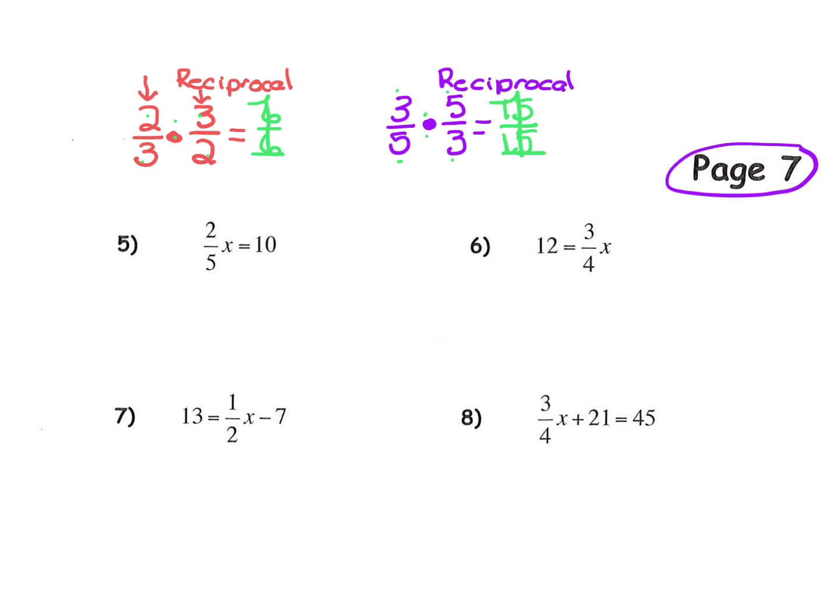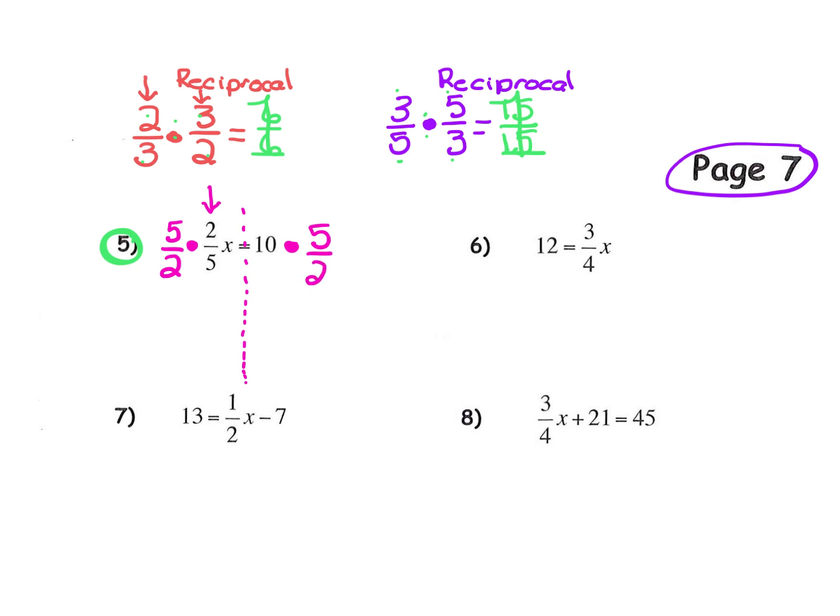Let's start with number 5. It's a one-step solve, so it's pretty easy. We're going to drop a dotted line down number 5. Please do this along with me. And we're going to eliminate the coefficient in front of the x. If we multiply 2/5 by its reciprocal, which is 5/2, what we do to one side, we have to do to the other.